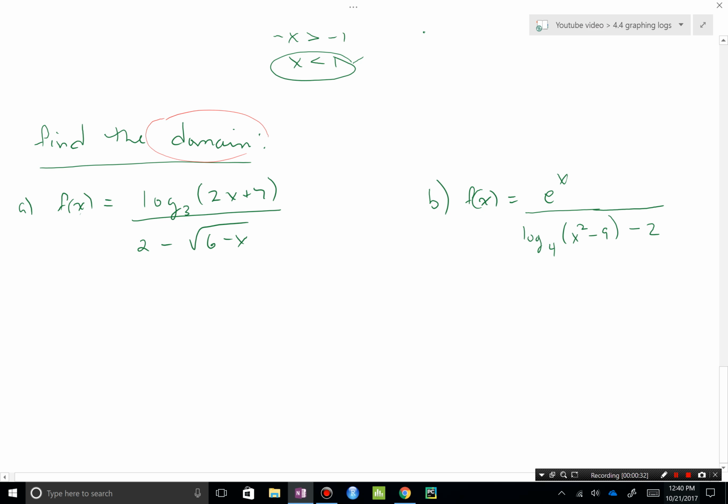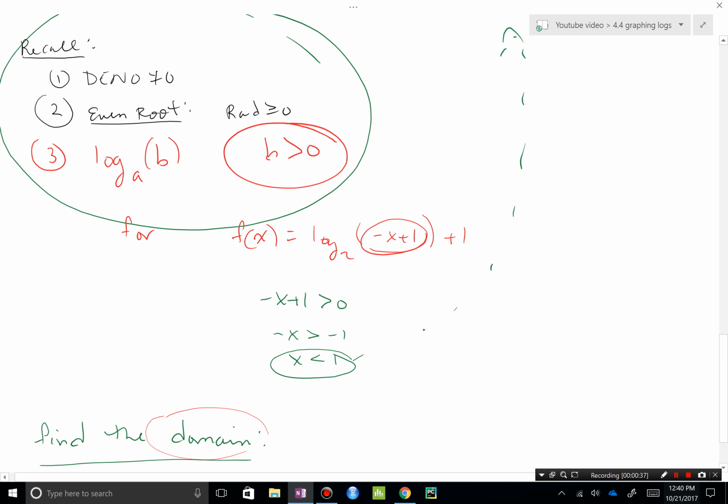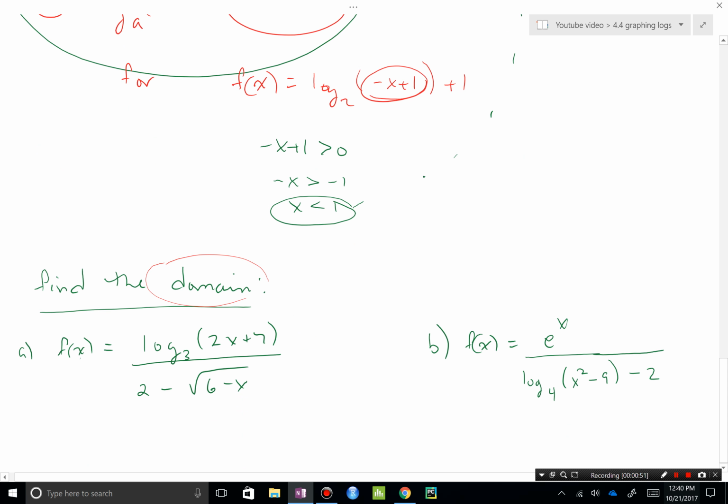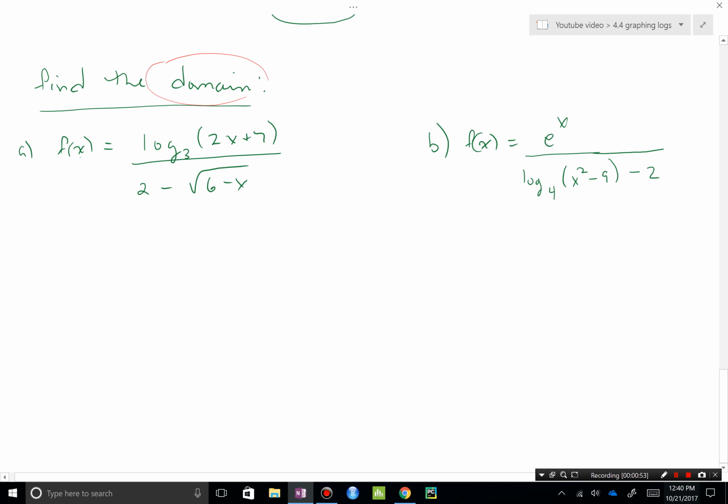Okay, so now, once again, what are your three restrictions? One, denominators can't be equal to 0. Even roots, the radicand must be greater than or equal to 0. And finally, if you have a logarithm, this is the new one, the argument, the b part, must be strictly greater than 0. And we discussed why in the previous video. So I'd tell you to go look at that if you really want to see where it came from.